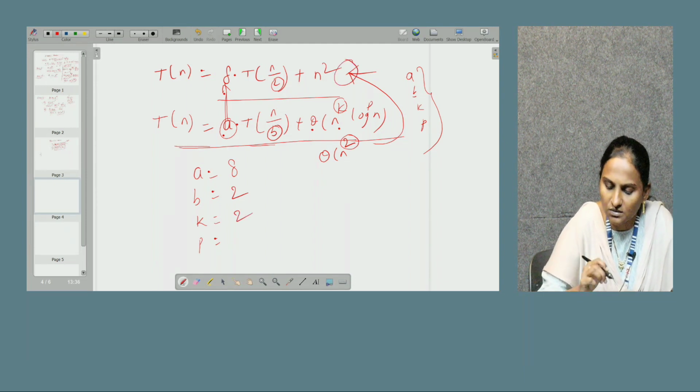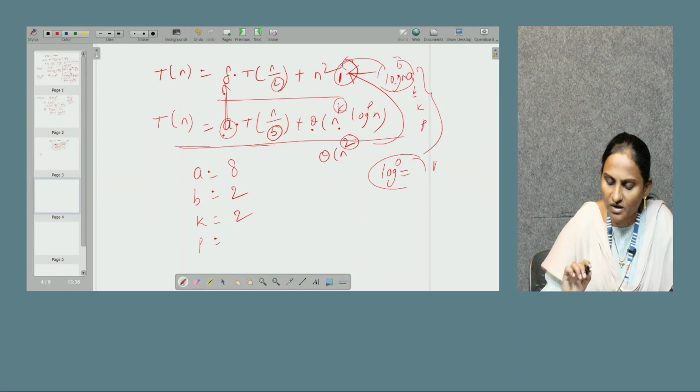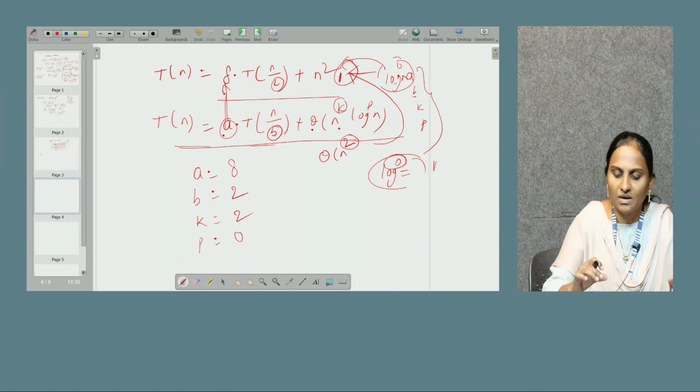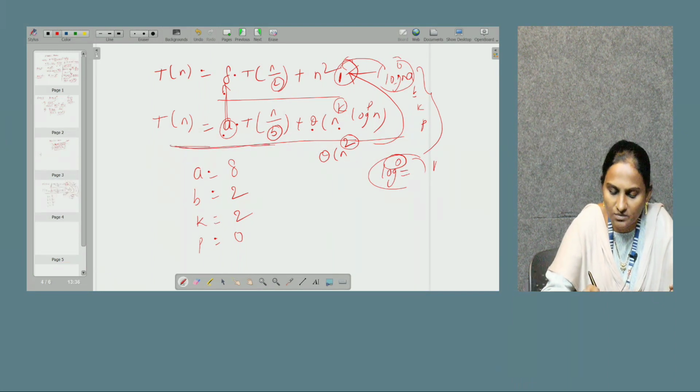Here there is no log term. If there is no log term, it means the value is 1, because log power 0 n gives the value 1. So what is the value of p here? 0. So first, the given recurrence equation is compared with the Master's theorem equation, then we will get the a, b, k, p values.